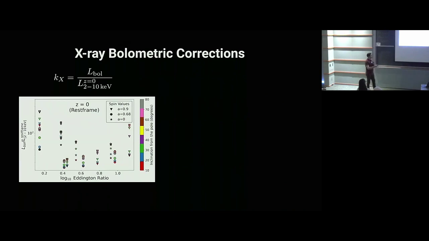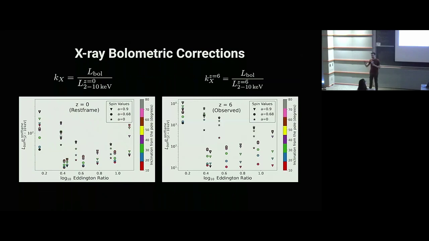In particular, this plot shows the bolometric corrections as a function of the log of the Eddington ratio for different spin values and for different inclination angles. Without going into too many details, you can see that very large bolometric corrections can be obtained, in excess of 100, for accretion rates just above Eddington. If we shift these SEDs to redshift 6, because they are very steep and soft, they get completely shifted out of Chandra's band, and you can easily obtain bolometric corrections even in excess of 10^4.